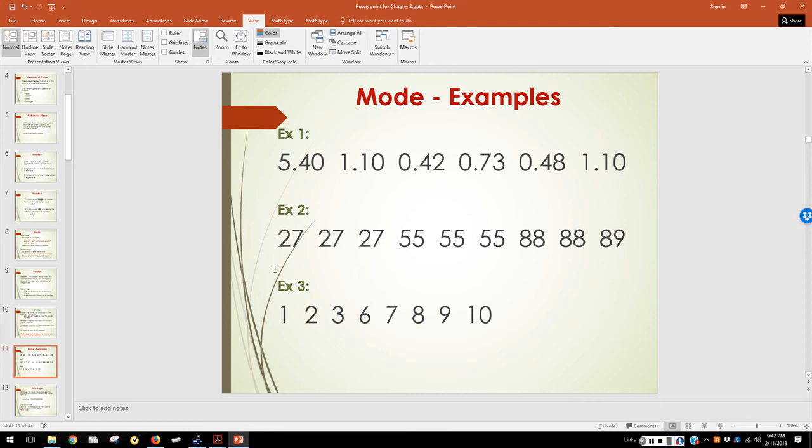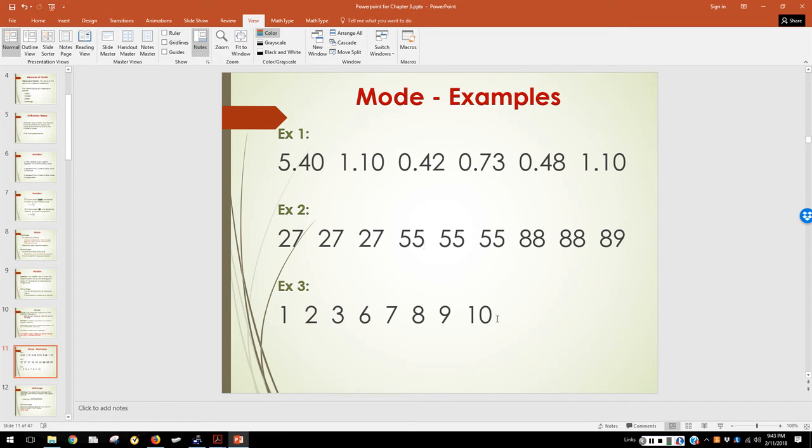In example 2, we see that we have 3 27s and 3 55s, 2 88s, and 1 89. It isn't the fact that any values are just repeated. 88 is not a mode because it's only repeated 2 times. 55, on the other hand, is repeated 3 times, as is 27. So example 2 is an example of what we would call bimodal data. There are 2 modes, 55 and 27.